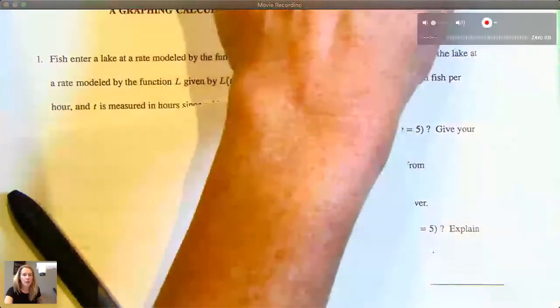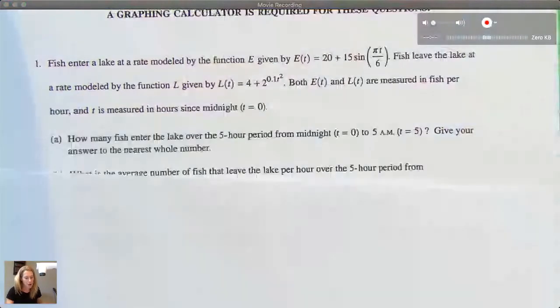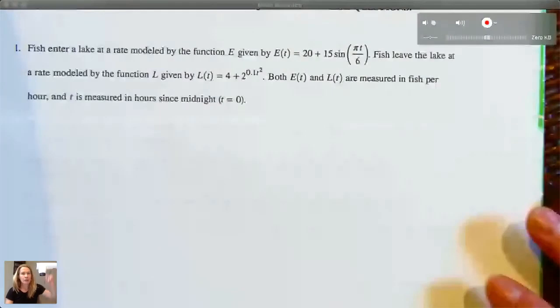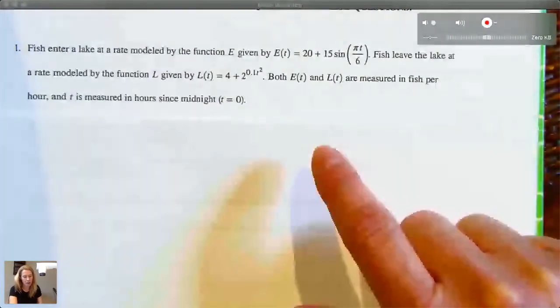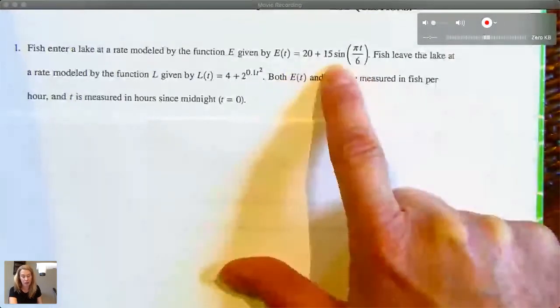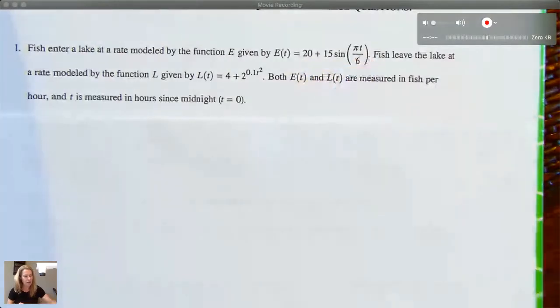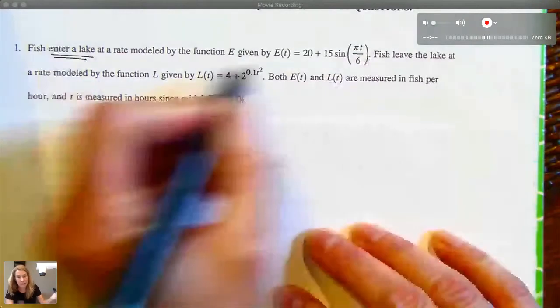All right. So we have fish entering a lake modeled by the function E. And E is given by this formula here. E of t is 20 plus 15 times the sine of pi t over 6. And we have fish leaving the lake. So here we have them entering the lake. That makes sense. E is for enter.